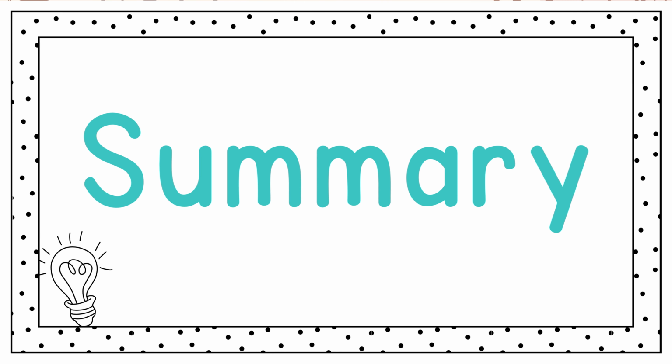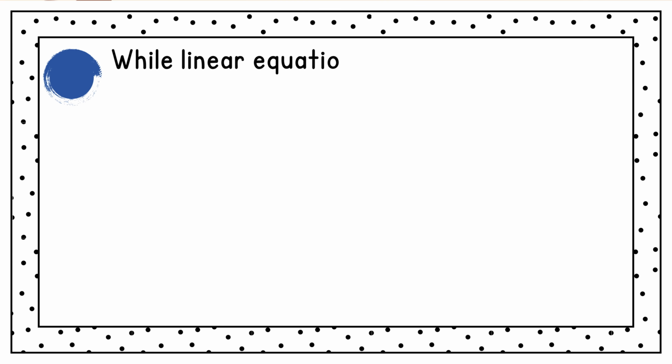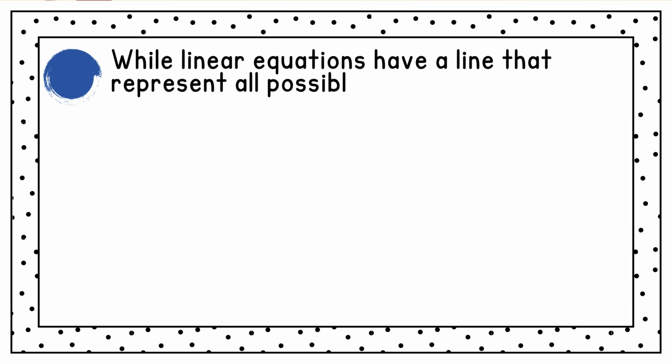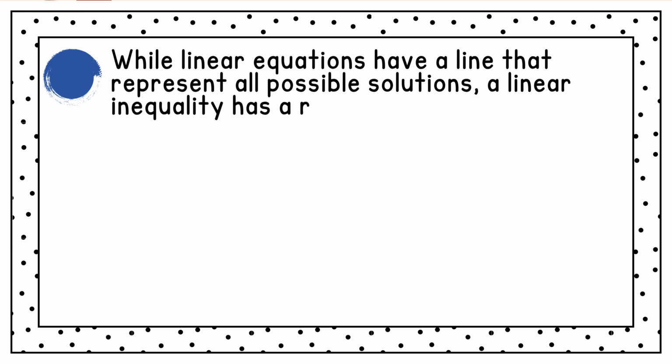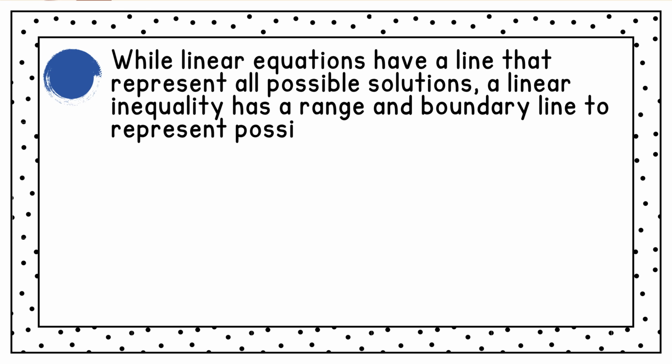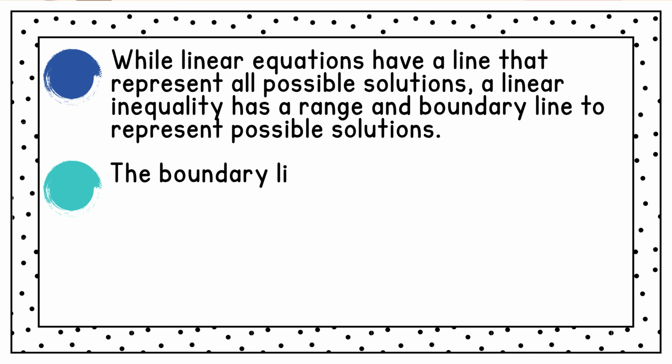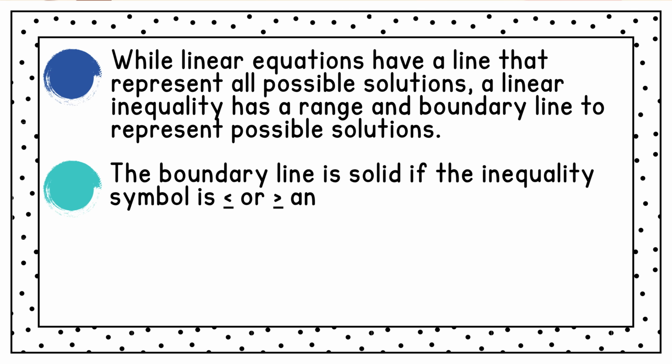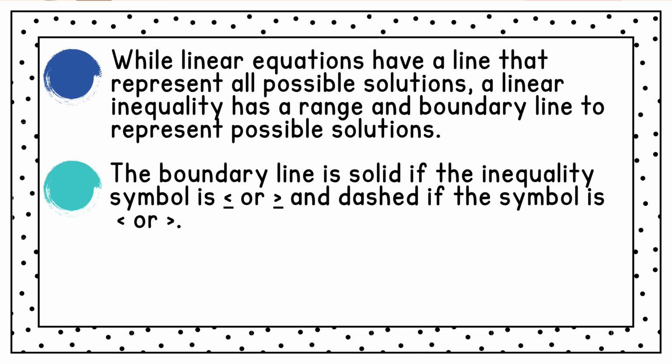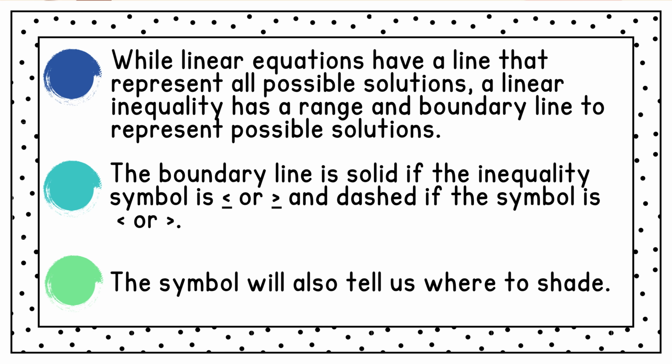Let's recap what we've learned. While linear equations have a line that represents all possible solutions, a linear inequality has a range and a boundary line to represent possible solutions. The boundary line is solid if the inequality symbol is less than or equal to or greater than or equal to, and it will be a dashed line if the symbol is less than or greater than. This symbol will also tell us where to shade.